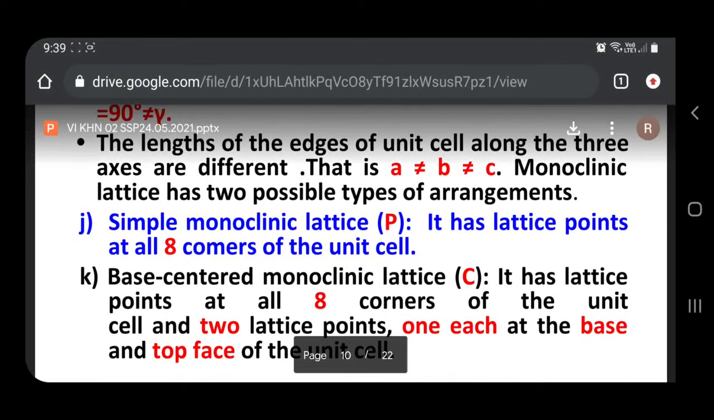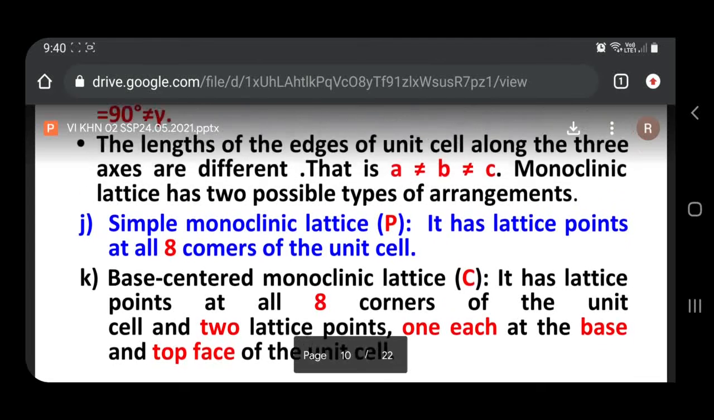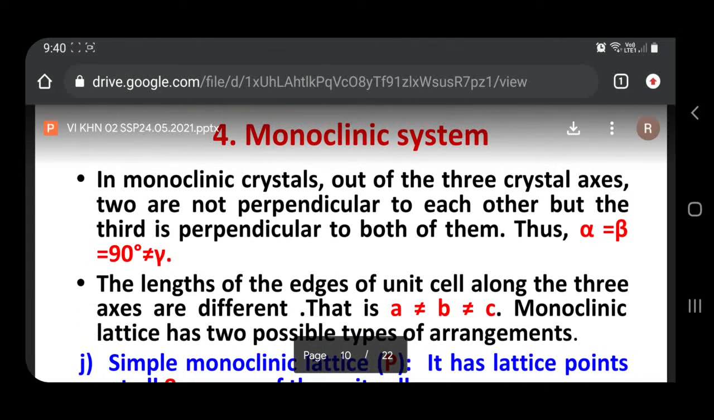The lengths of edges of the unit cell along the 3 axes are different, so all are unequal. A is not equal to B, which is not equal to C. And monoclinic lattice. So I just make a correction. There was one mistake while typing.